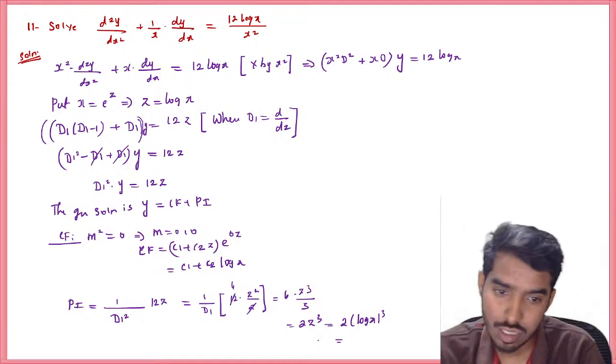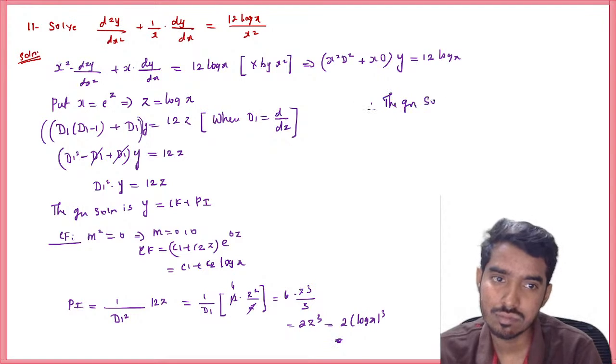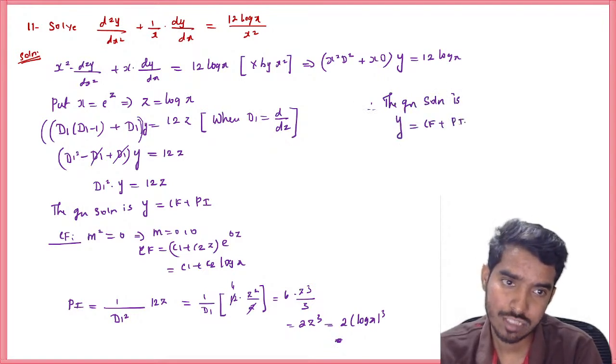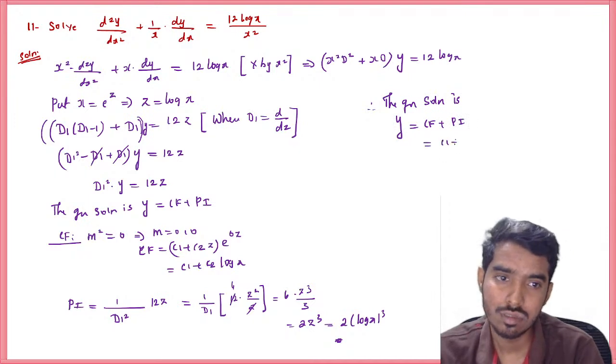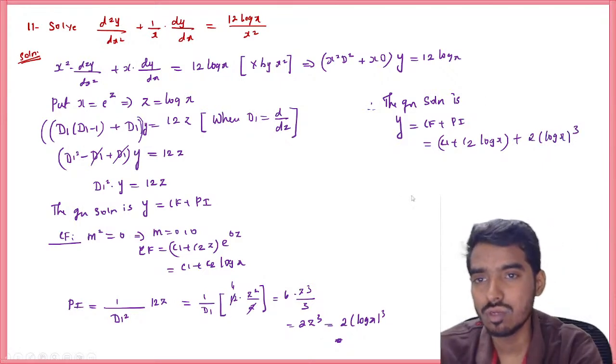So therefore, the general solution is y equal to CF plus PI. So CF is c1 plus c2 log x, plus PI is 2 (log x) cube, right? So we'll move on to the 12th problem.